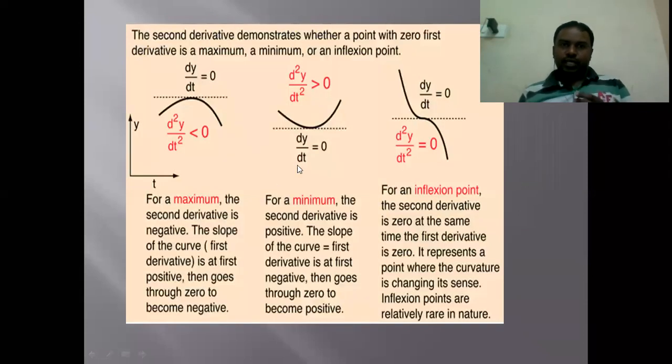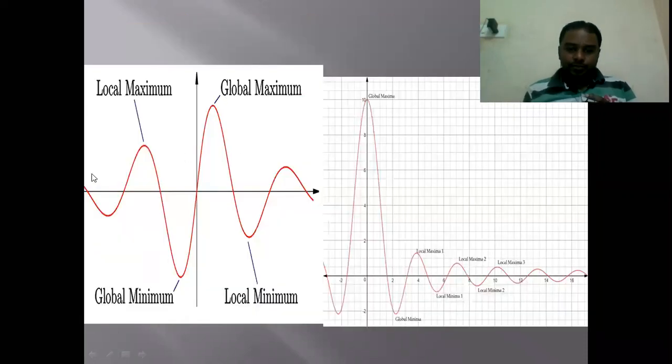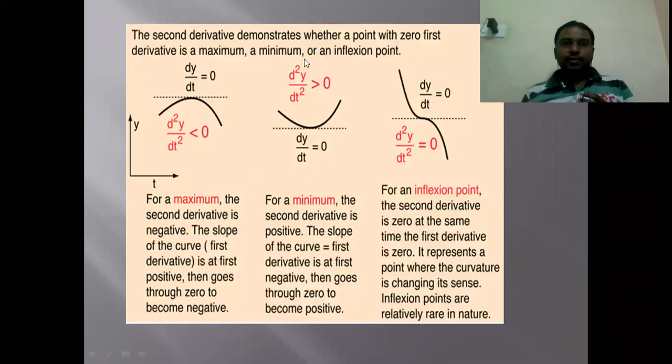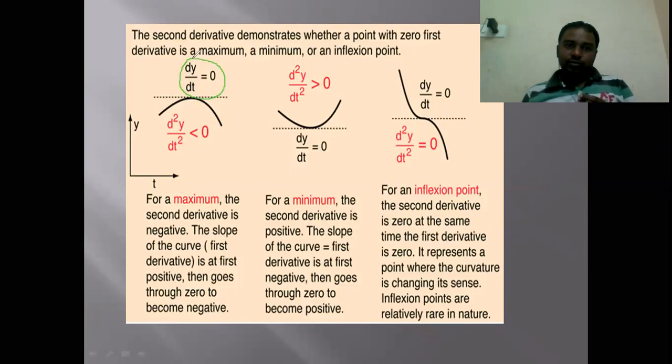Now, for understanding, I have taken one image. The second order derivative demonstrates whether a point with zero first derivative is a maximum or a minimum, or it may be an inflection point. First, to get the stationary points, we differentiate the dependent variable with respect to the independent variable and equate to 0, and we get the respective stationary points. After finding the first order, we immediately find the second order derivative.